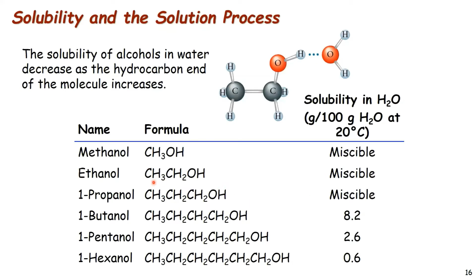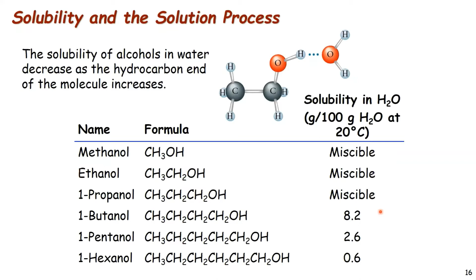So here we go. Here's the ethanol. So it's completely miscible. I can dissolve any amount of ethanol in any amount of water. Same thing is true for propanol. So basically all we added was another CH3 over here. We removed one of these H's and replaced it with a CH3. Completely miscible. But now, once we get to 1-butanol, all of a sudden it's not completely miscible. In fact, I can only dissolve 8.2 grams in 100 grams of water at 20 degrees Celsius.